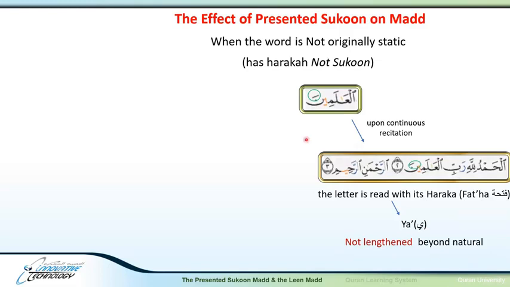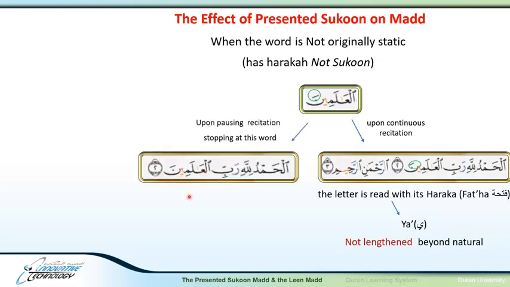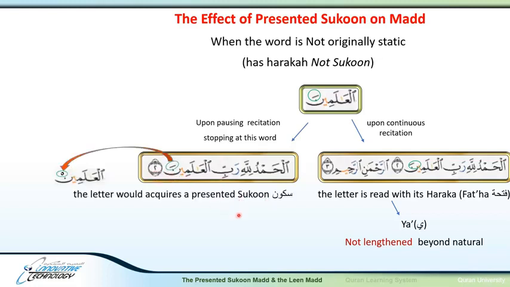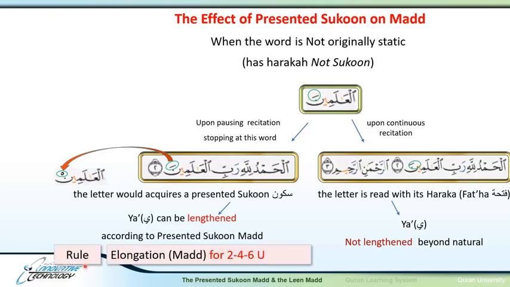While on the other hand, if we stop upon this, if we pause the recitation on al-alamina, we say, Alhamdulillahi Rabbil Alameen. In this case, the ya is lengthened according to the presented sukoon mad rule, which allows us to elongate the mad letter for more than the 2 natural units, up to 4 and 6 units if we want. So, while continuous al-alamina is only extended for 2 units, if we stop at al-alameen, we can extend it for 2 to 4 to 6 units.